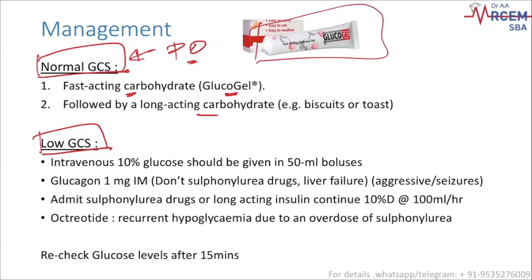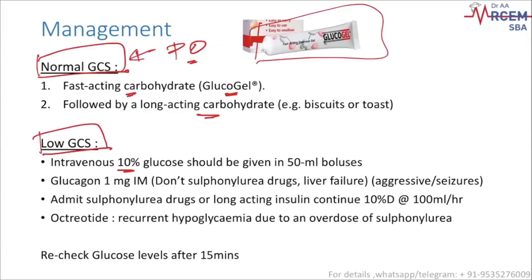After that, you ask them to have a meal, basically have a sandwich or a few biscuits. They are long-acting carbohydrates to prevent recurrence of hypoglycemia. If the GCS is low, what do we do? If the GCS is low, intravenous glucose is the preferred one.